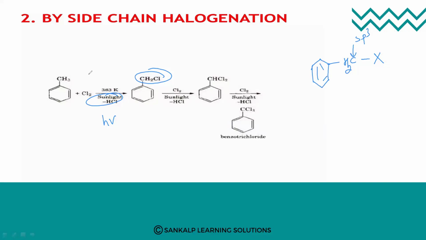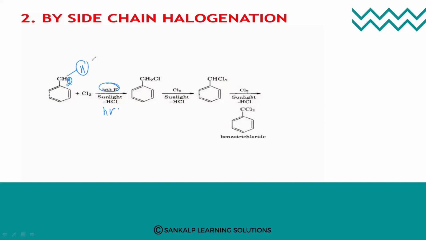Now here, what will happen when we are doing side chain halogenation? The halogenation takes place at this benzylic carbon, and this side chain halogenation undergoes in the presence of UV light. So how does the reaction take place? See, CH3 plus Cl2 at 383 Kelvin, and in the presence of light, that is UV light, what will happen? One of the hydrogens, that is CH2H, this H is replaced by what?